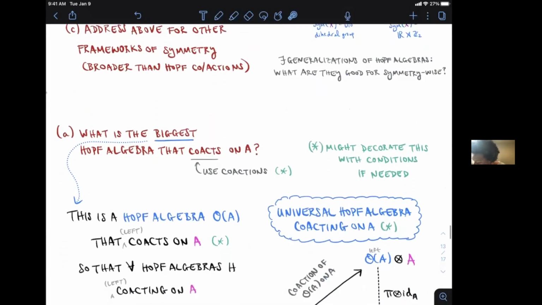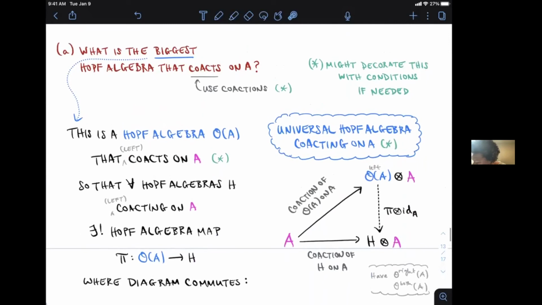What is the biggest Hopf algebra that acts or coacts on an algebra? We need to use coactions here. This is the best framework. And this is how it works. If I'm given an algebra A, there's a Hopf algebra, which I'm going to denote by O of A, that's going to coact on A, let's say from the left.